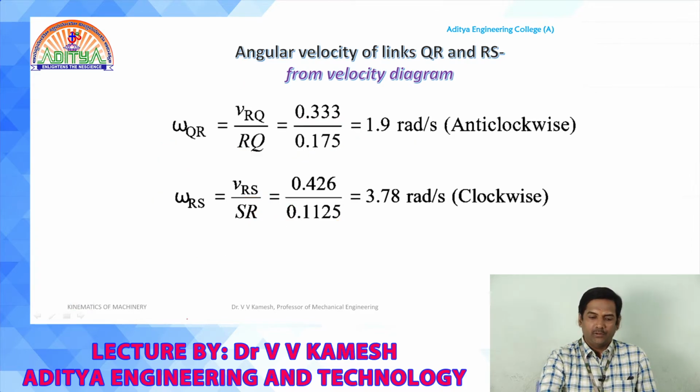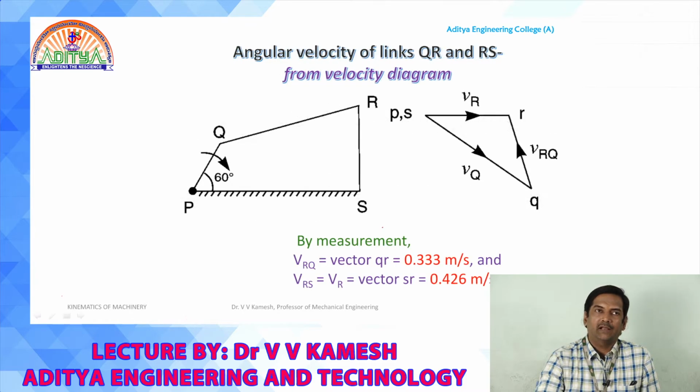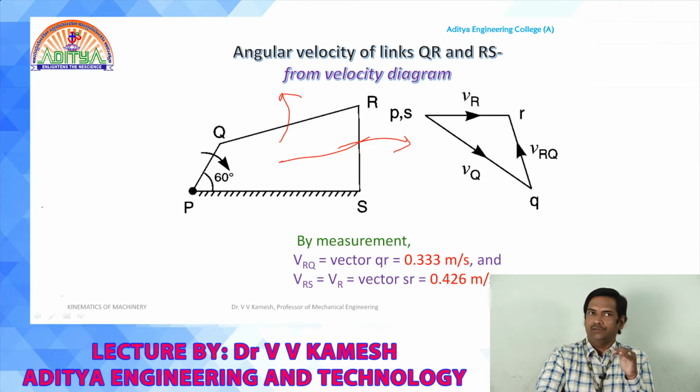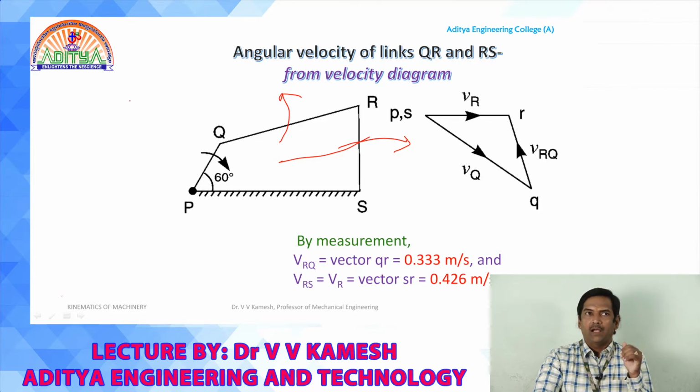How will the direction be known to us? When the crank is rotating in the clockwise direction, this QR will be anticlockwise and RS will be clockwise. So, the crank is rotating clockwise, and immediately QR, in reciprocation of this angle being transferred, will rotate relatively anticlockwise. So, alternately clockwise, anticlockwise and clockwise.